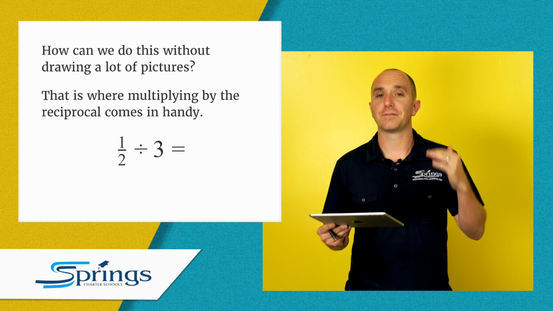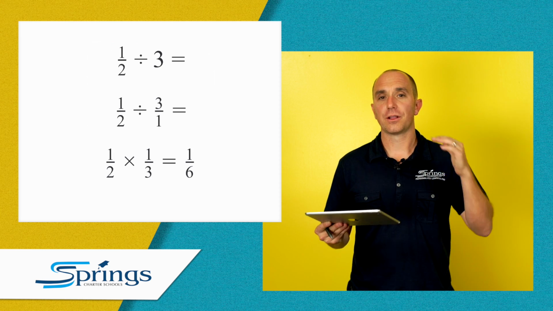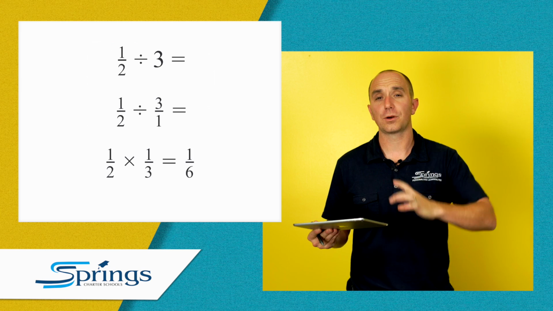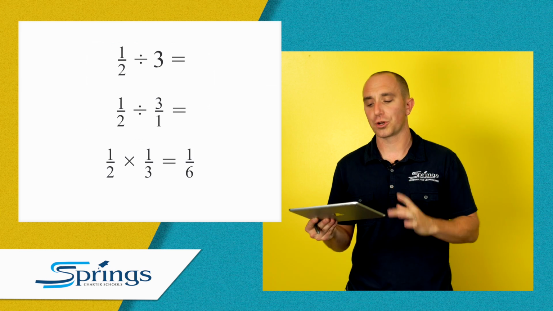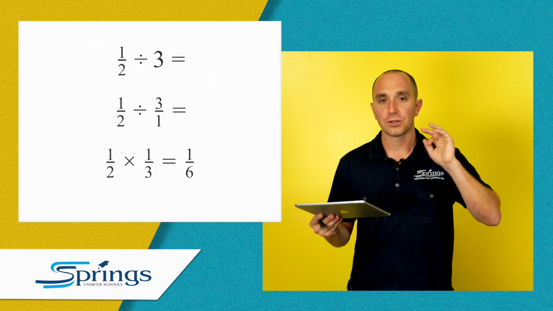So we have 1/2 divided by 3. We're going to put 3 over 1 like we talked about in a previous lesson. Anytime you have a whole number and you want to make it into a fraction, you just put it over 1. So now I have 1/2 divided by 3 over 1. We're going to keep, change, and then flip.